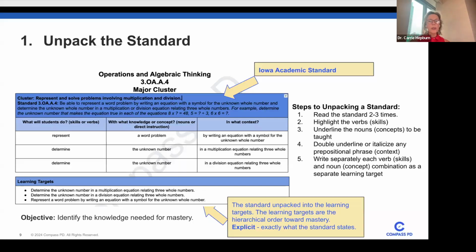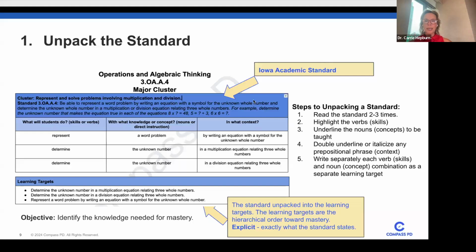But when we unpack the standards, I want to show you what this looks like. When you unpack a standard, here are the steps that you go through. We wrote the standard and the major cluster. So you'll notice the cluster at the top and then each individual standard. You have like 500, just so you know.